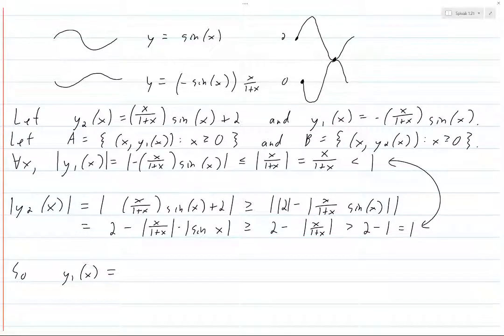So why is this useful? Because what we want to prove is that y1 is not equal to y2. Well, if their norms aren't the same, then they're certainly not the same number. So y1 is not equal to y2. There might have been a clearer way to do that. Oh well, I'm doing this on the fly.